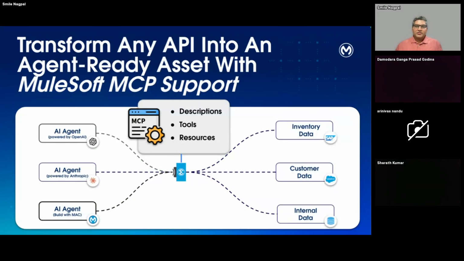Now look at this architecture. With MuleSoft MCP support in place, same scenario. We have multiple AI agents, we have multiple data sources, but notice the difference. You have a single MCP layer powered by MuleSoft sitting in between your agents and data. Whether you are using OpenAI or Anthropic or building with MuleSoft's Mac, they all speak the same language, MCP. You build your integrations once, expose them as MCP servers, and any MCP compatible agent can consume them.